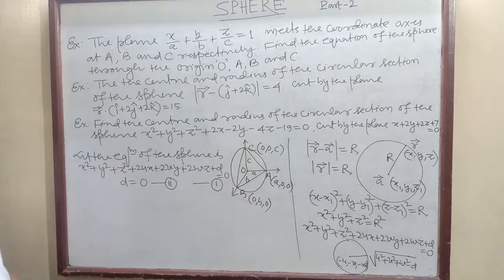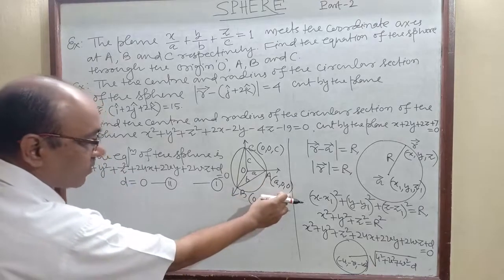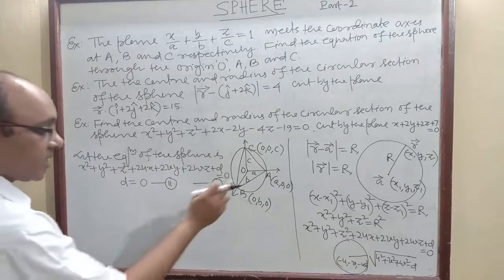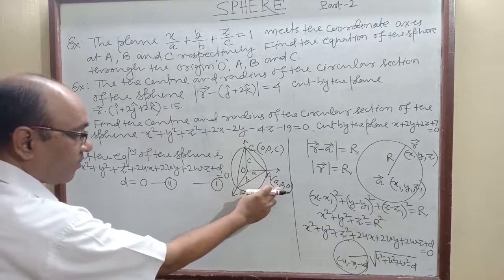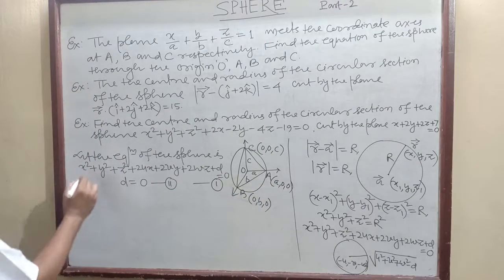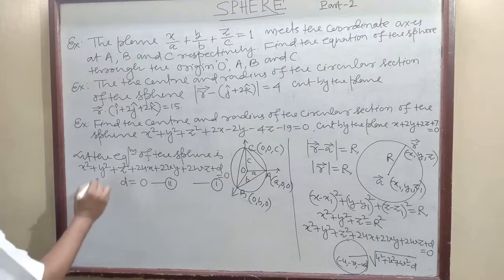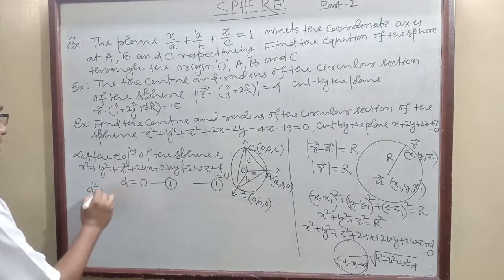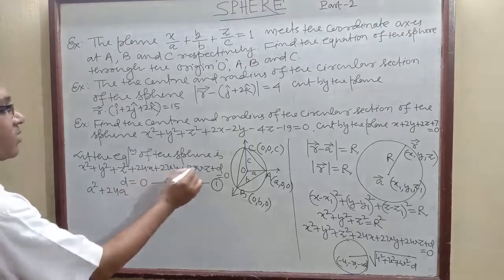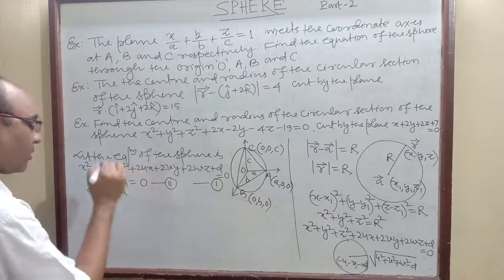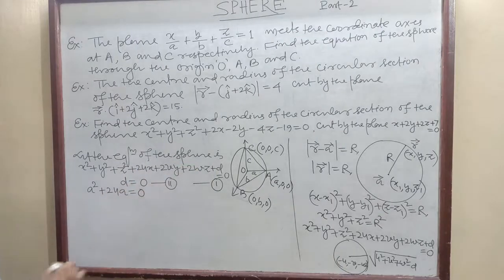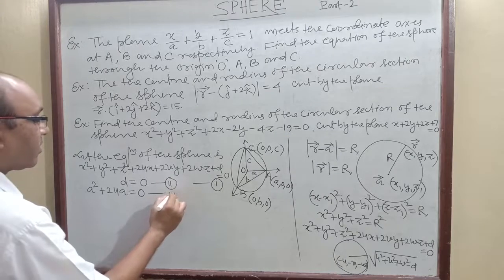Again this sphere must pass through A 0 0, meaning A 0 0 will also satisfy it. In place of x we write A, y 0, z 0. Then we get A square plus 2uA. D is also 0. From here we write D equal to 0. So this will come. Take it as equation number 3.